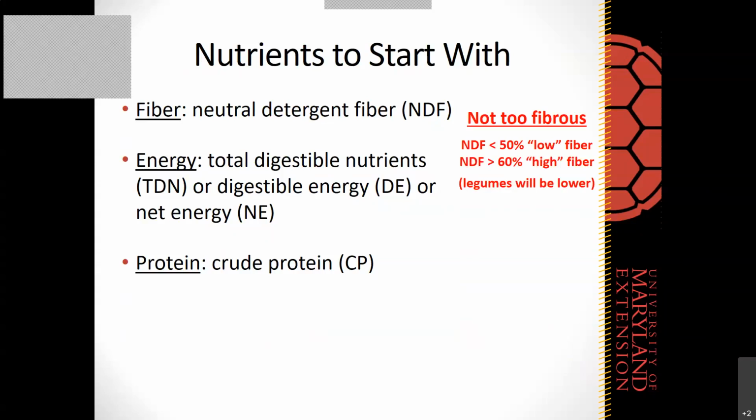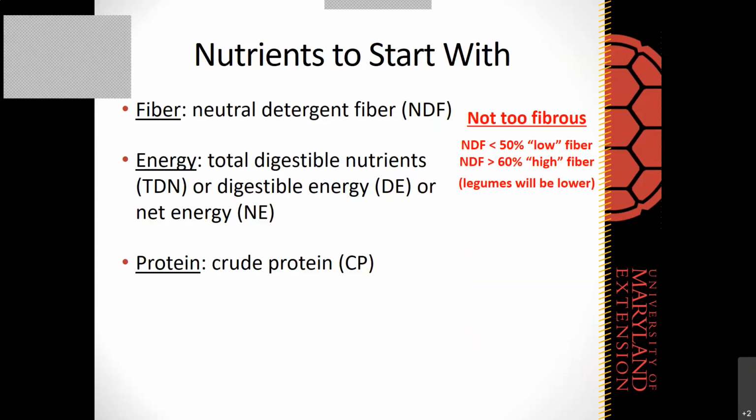So I would say in general, for a grass hay, an NDF that's less than 50% would be on the lower end, and an NDF that's greater than 60% would be on the higher end. And this scale will be shifted down a little bit for legumes because they have a little bit less NDF as a whole than a grass would.